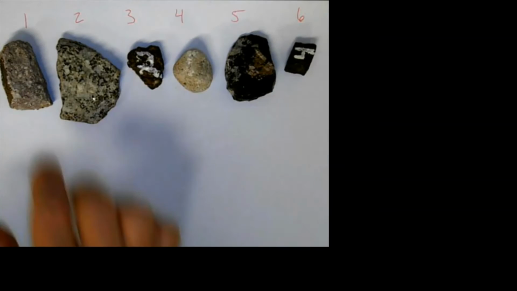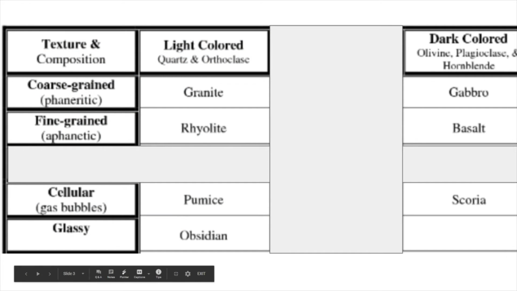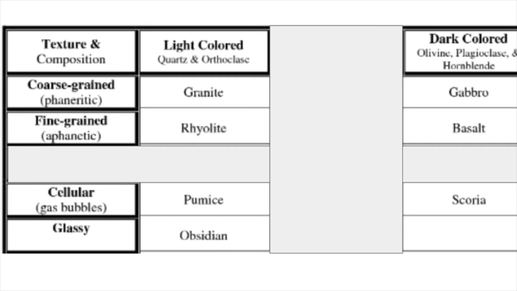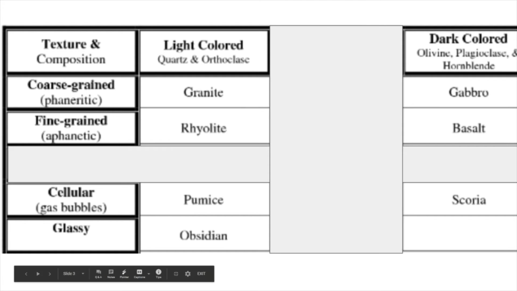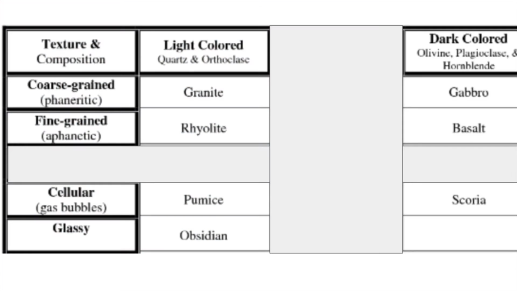Okay, so if we take a look at number one, first of all, is it dark colored or light colored? And if we call it light colored, I would say it's light colored. So that means it's over here. And does it have big crystals or little crystals? Now, we can see some crystals, but they're not big crystals. So I'm going to call it small. So we have light colored fine crystals. So we are going to call that rhyolite. So I'm going to call number one rhyolite.